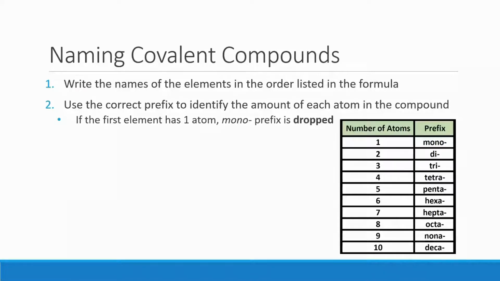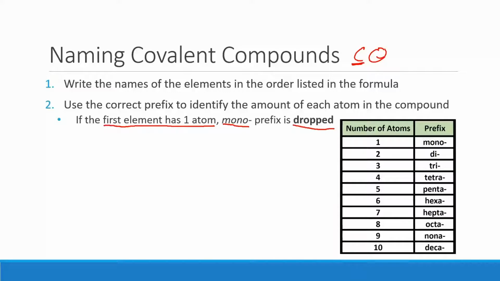However, there is one exception to this rule, and that's simply that if the very first element has 1 atom, or just an invisible subscript 1, the mono prefix is dropped. So what that means is, in an example like CO, carbon would obviously be the first element, and you only have 1 atom of it. So you would not say monocarbon in this case, you would simply just say carbon. You drop that mono prefix. For the oxygen, you would say monoxide because it is not the first element. It is the second one listed in this formula.